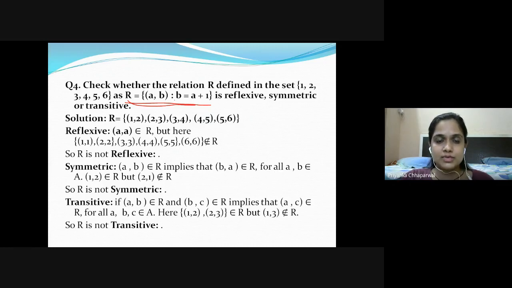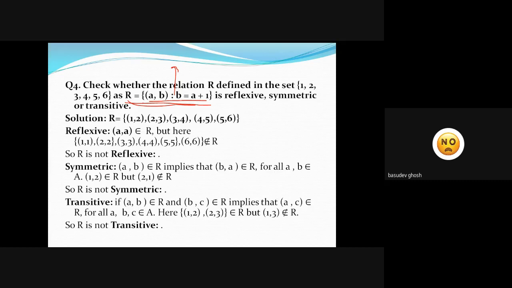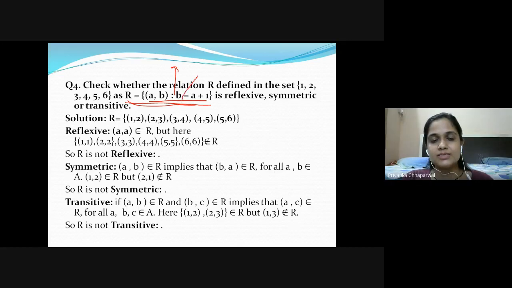So here the relation is defined in this form. In what form is it defined? This is a set, so what is the type of set representation? We have two types. Yes, it is the set builder form.